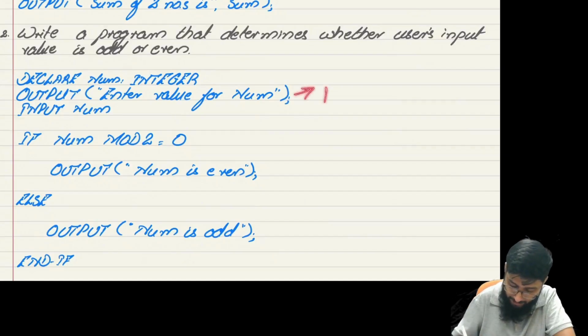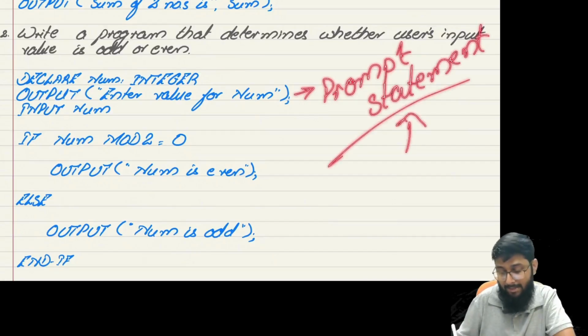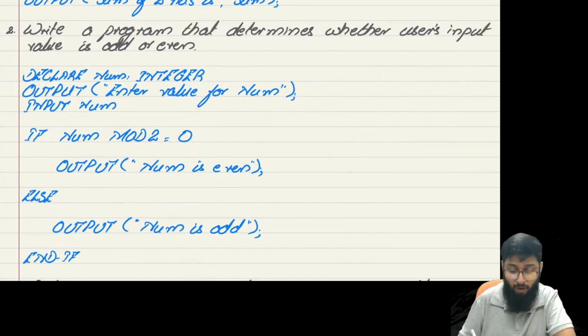Now this is again a prompt statement. That means it will just be displayed on your screen. If you miss it from your program, there is no difference to your program, but the examiner demands the prompt as well. So it's a prompt statement that says enter the value for num. Now you're going to input the value for num.